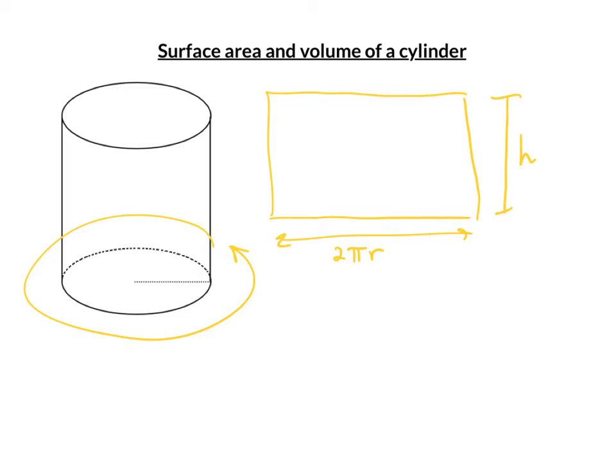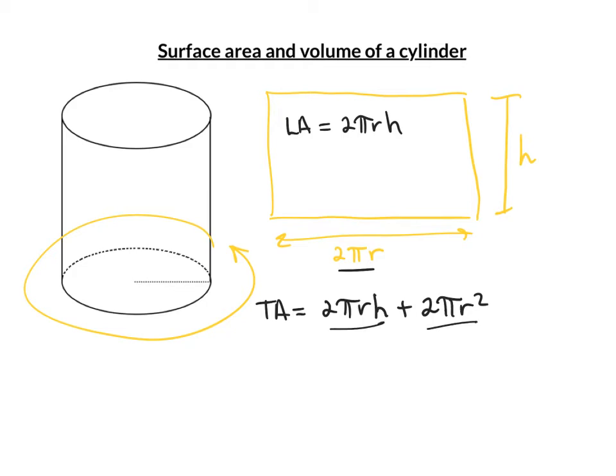So the lateral area of a cylinder is base times height, 2 pi r, that's the base, times the height, or 2 pi r h. So when I find the total area of a cylinder, I take the lateral area, which is 2 pi r h, and I add in two circles, which are 2 pi r squared. So the total area is the lateral area plus two circles.